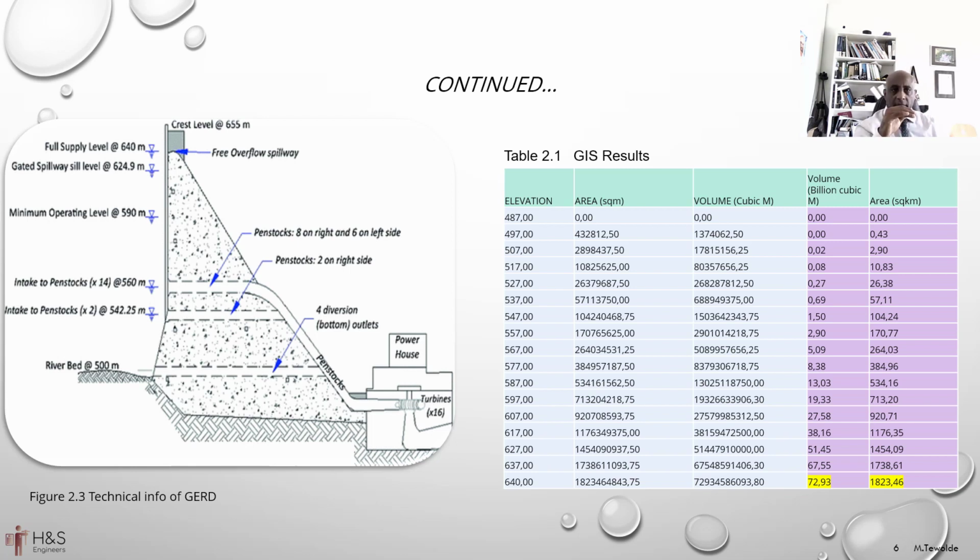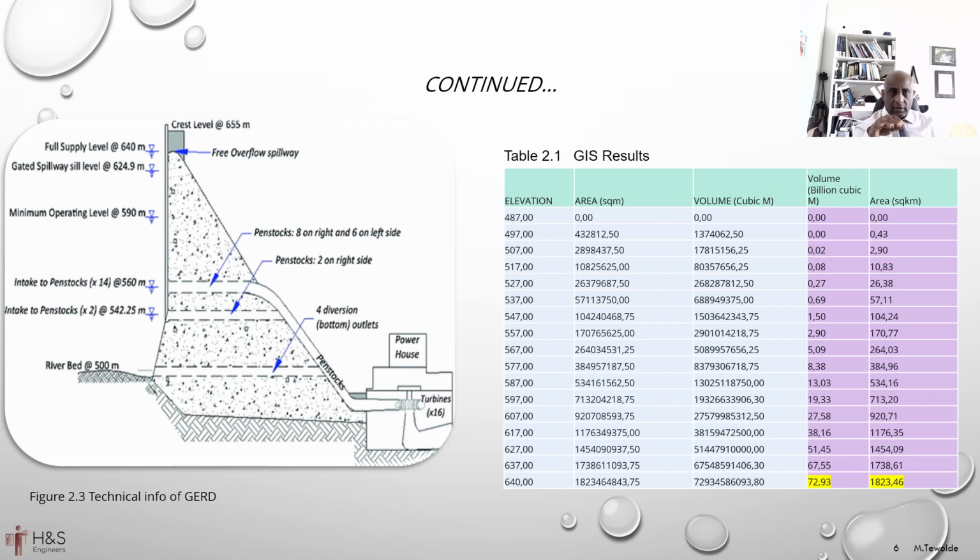So the full supply level of the dam is 640, as I calculated. And if water has to flow over the spillway, then it should be 640.5, something like that, so that the water flows over.